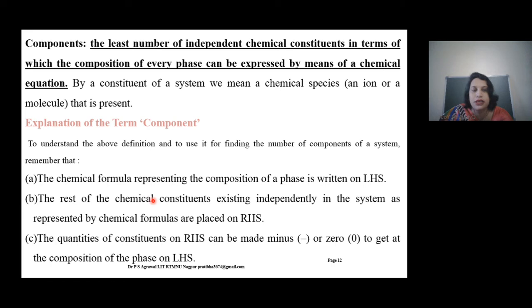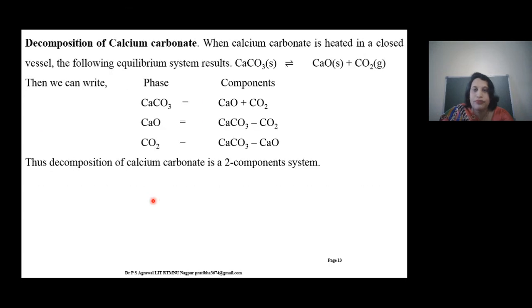Then we have to see the chemical constituents of all the components, and whether any chemical equilibrium exists between them, and take care of the equations which are formed. For example, calcium carbonate. When calcium carbonate is heated in a closed vessel, we get CaCO3 giving CaO and CO2. We can easily see there are three phases: CaCO3 solid, CaO solid, and CO2 gas. Two solids mean two phases, one gas, so three phases.